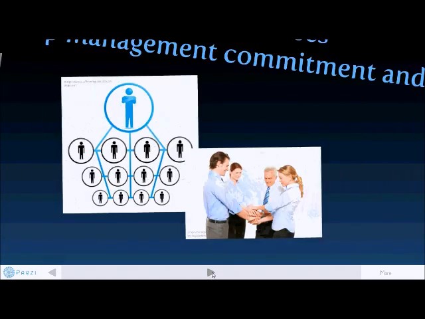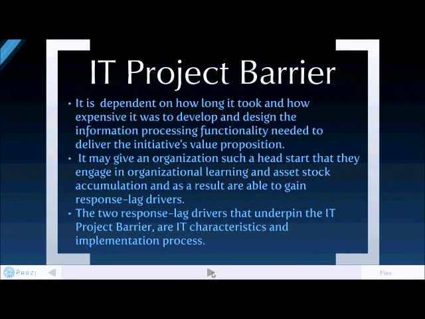The third barrier to erosion is the IT project barrier. Companies may reject an initiative to imitate a leader's technology simply because of the time and money needed to do so. The IT project barrier may give an organization such a head start that they engage in organizational learning and asset stock accumulation, and as a result are able to gain response lag drivers.